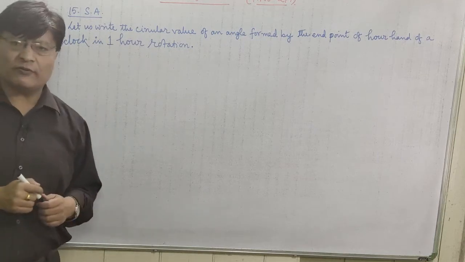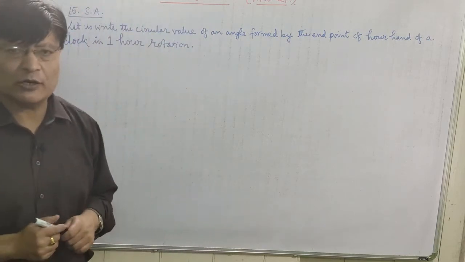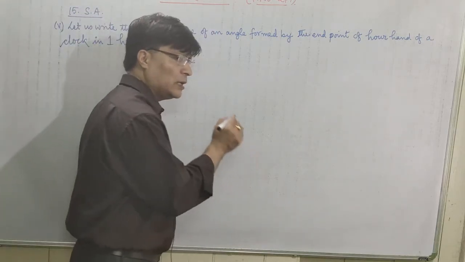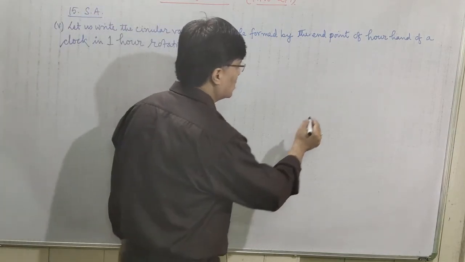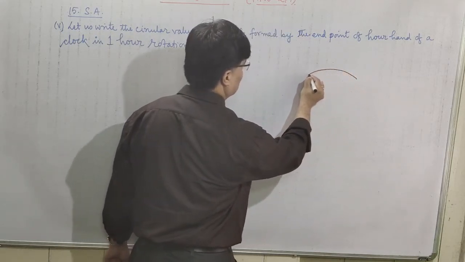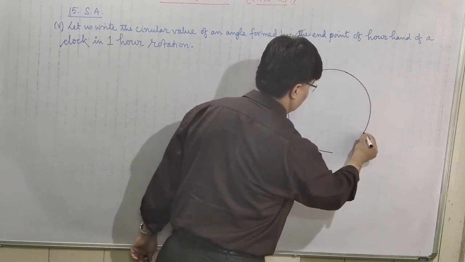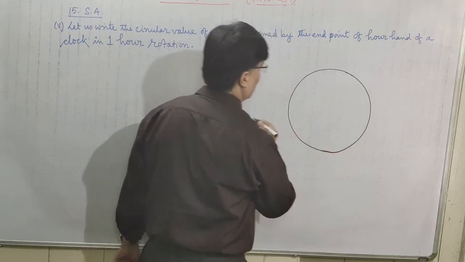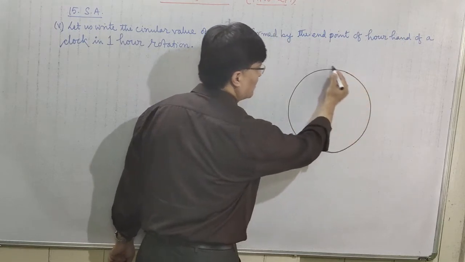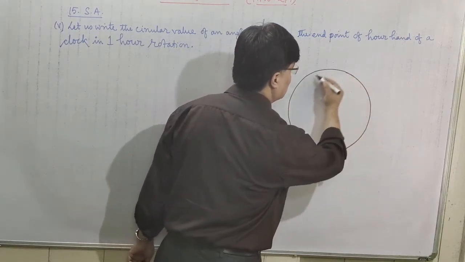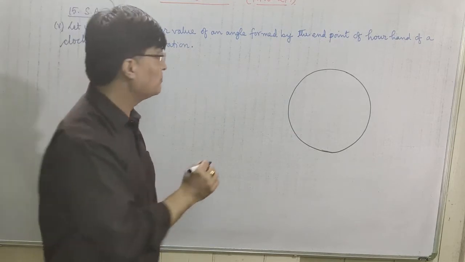So let us draw the figure of a clock. Let us understand it with the help of figure from the clock. Okay? So you should know what is hour hand, what is minute hand, and what is second hand. Okay? So let us draw a clock. Suppose this is a clock, right? It is of circular shape. And you know that this is the circumference of the circle, or this is the circumference of a clock. This circumference is divided into 12 equal parts. You know that, from 1 to 12, isn't it?